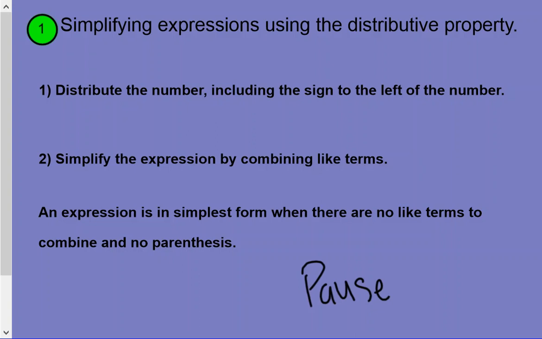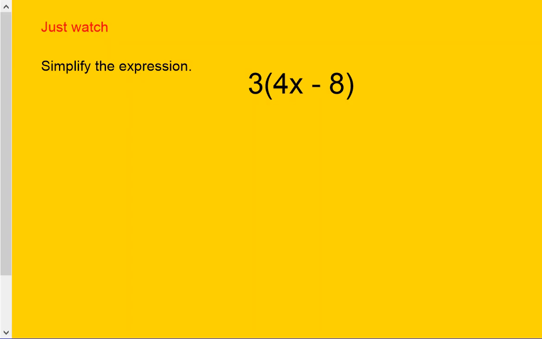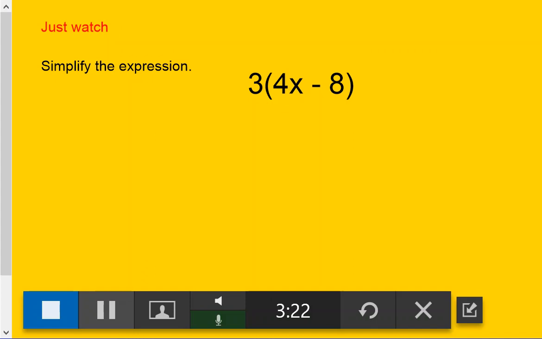All right, let's look at an example of what it looks like when we use the distributive property. So in our expression, we have 3 times 4x minus 8. All right, and for a quick review, the distributive property tells us that if we multiply this 3 to the 4 and then the minus 8, it would give us the same answer as if we did the operations inside the parentheses first and then multiplied by 3.